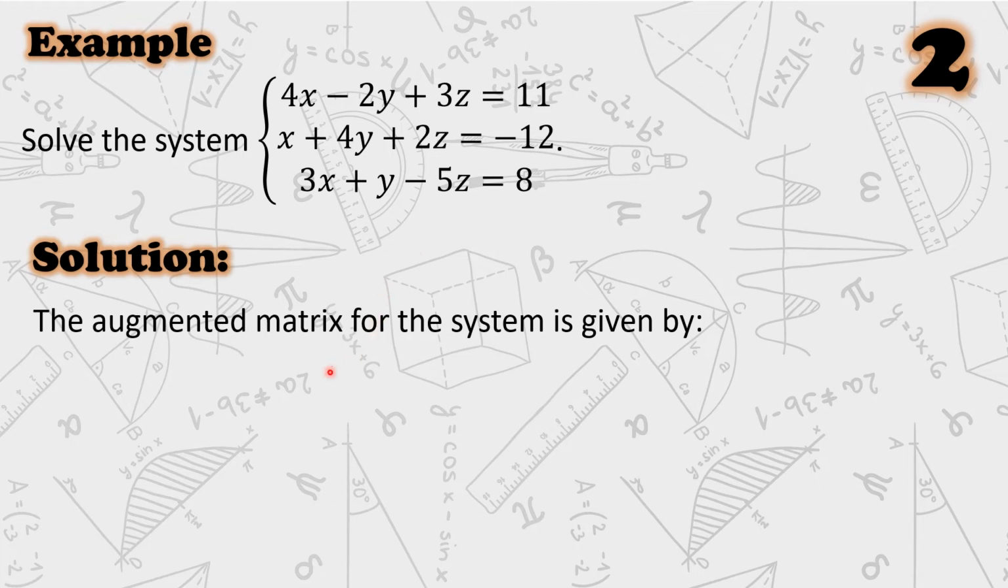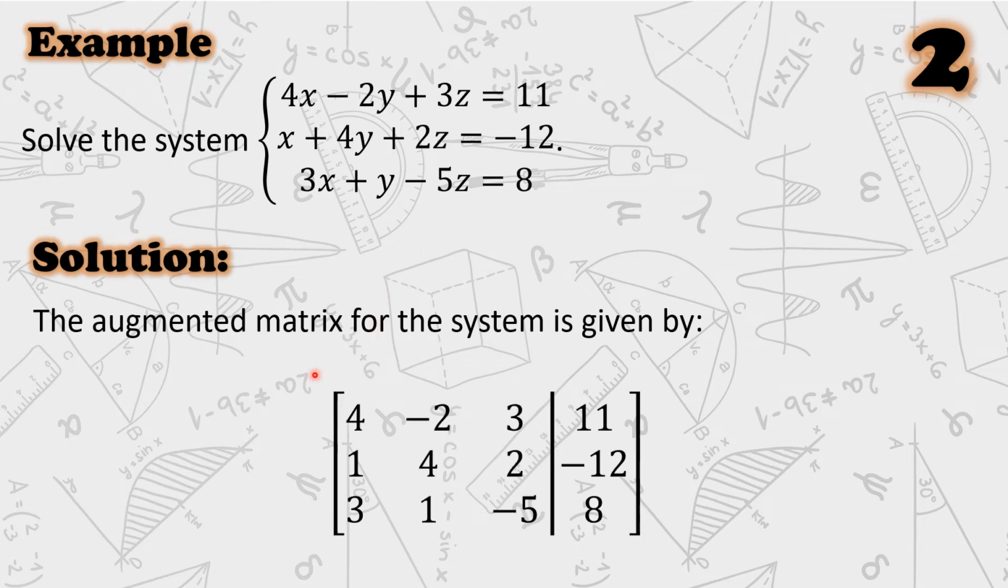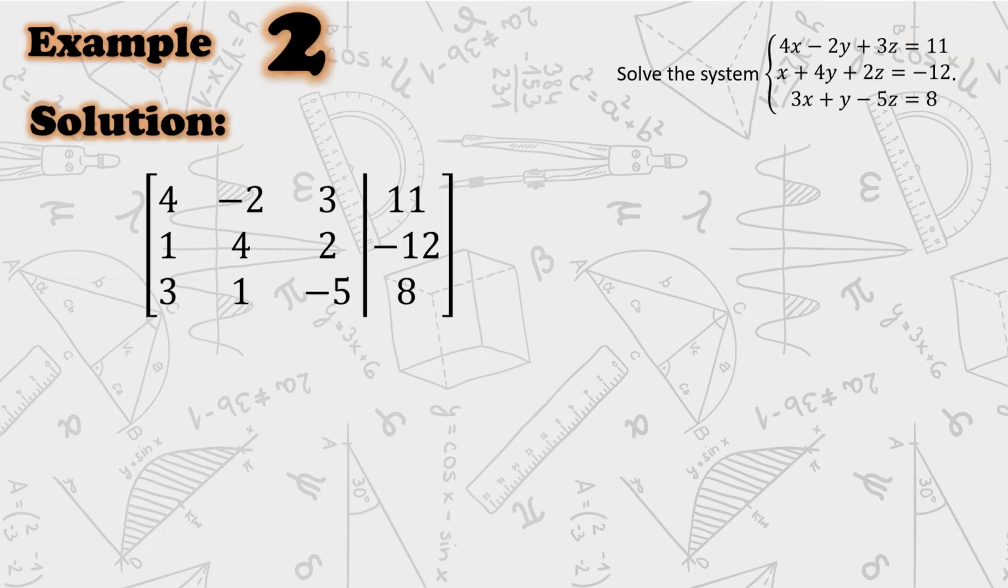First, we're going to write the augmented matrix for the system. So we have 4, negative 2, 3, 11 in the first row, 1, 4, 2, negative 12 in the second row, 3, 1, negative 5, 8 in the third row. Remember to write all the equations in standard form before forming the augmented matrix. From this matrix, let us name R sub 1 as row 1, R sub 2 as row 2, and R sub 3 as row 3.